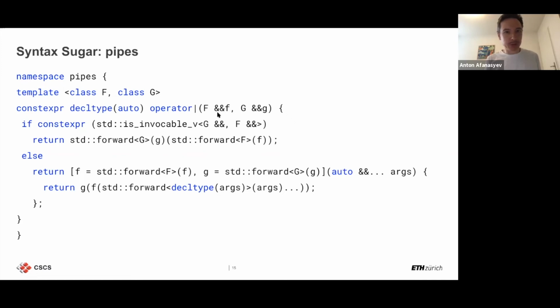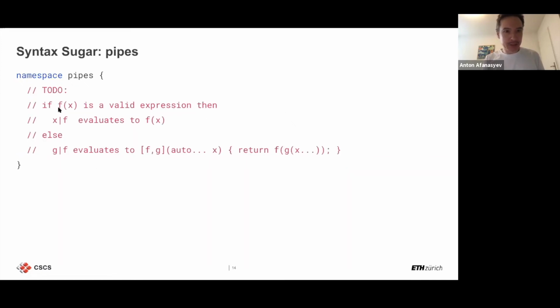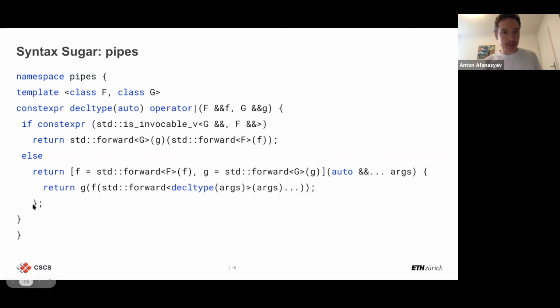The code is polluted with the std::forward, the perfect forwarding stuff, but we can see that we just query if G is invocable with F. This is the first case, yes, and we return that, and if not, we return function composition.